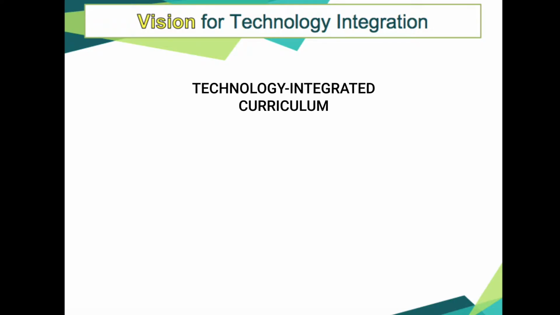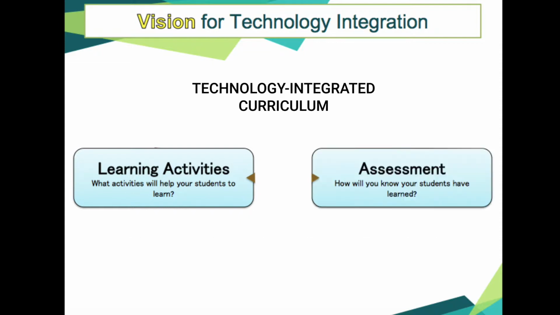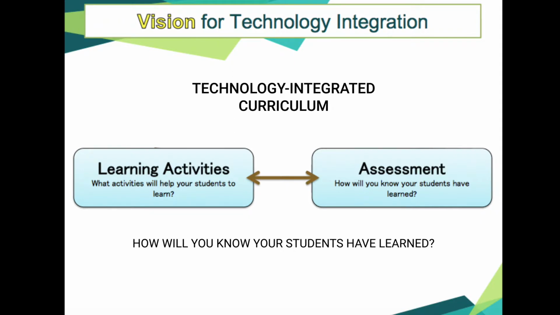After doing that, after the objectives and the learning outcomes are all very clear, and the technology tools that can possibly be used, the teacher can start planning technology-integrated learning activities and learning assessment. For learning activities, the question is always, what activities will help your students to learn? For assessment, the question is, how will you know your students have learned?